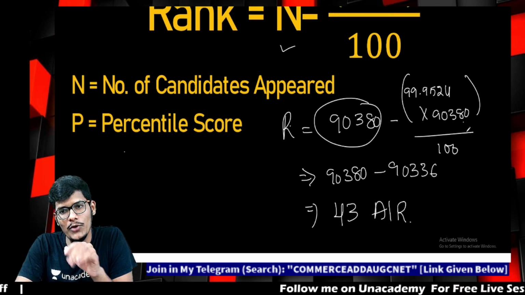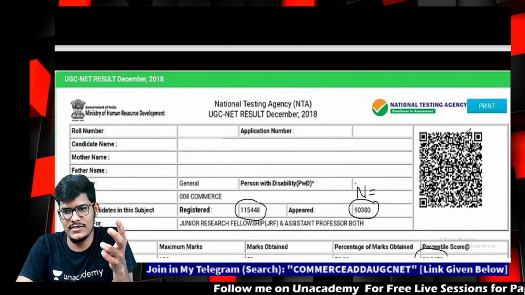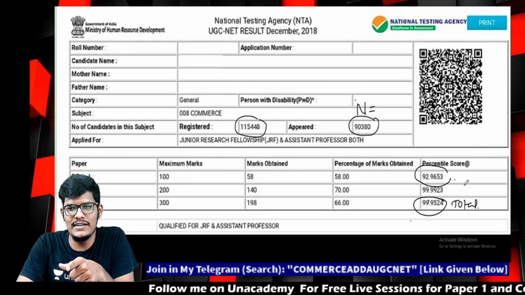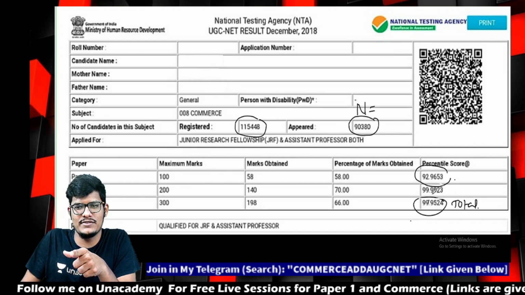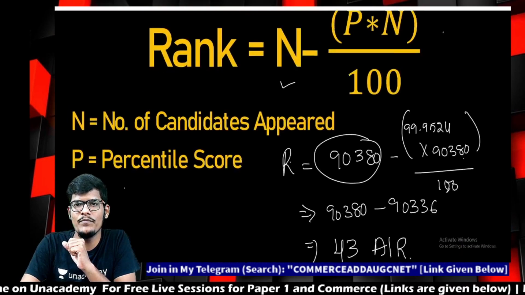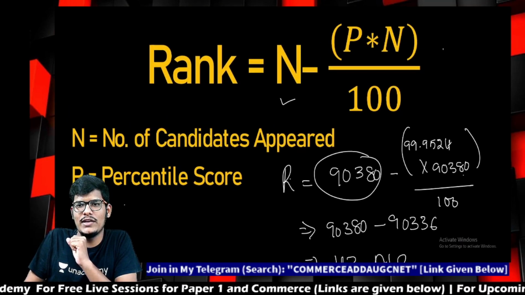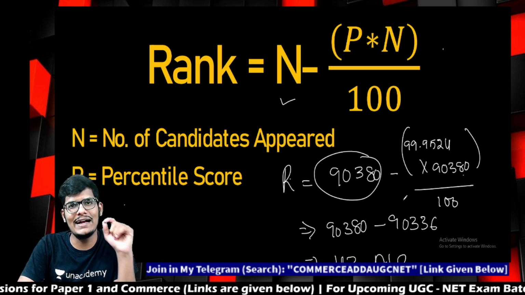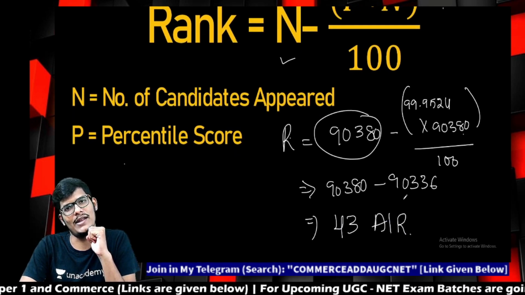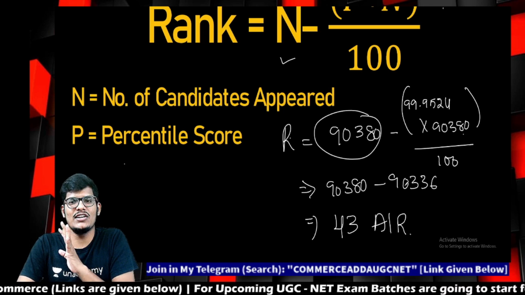Now if you want to know the rank in commerce paper 2, instead of the total percentile which you have taken, you can take the percentile of exclusively that paper, that is 99.9923. In place of 99.9524 you can take it, multiply with the same number, and you will get the exact rank easily. This is how the calculation will be done.